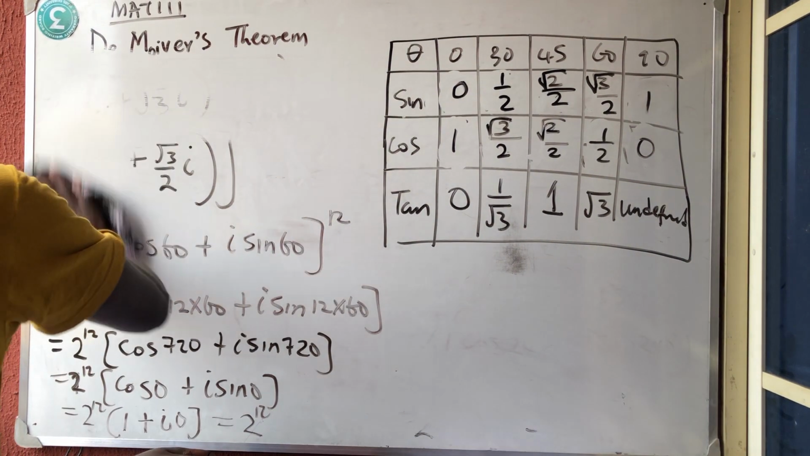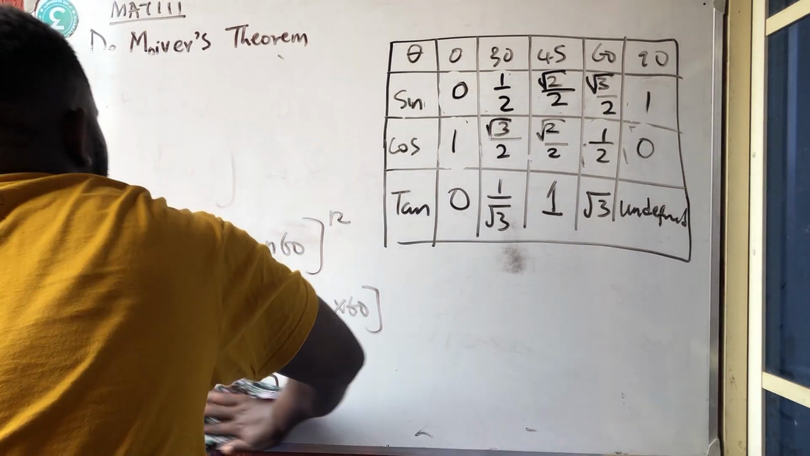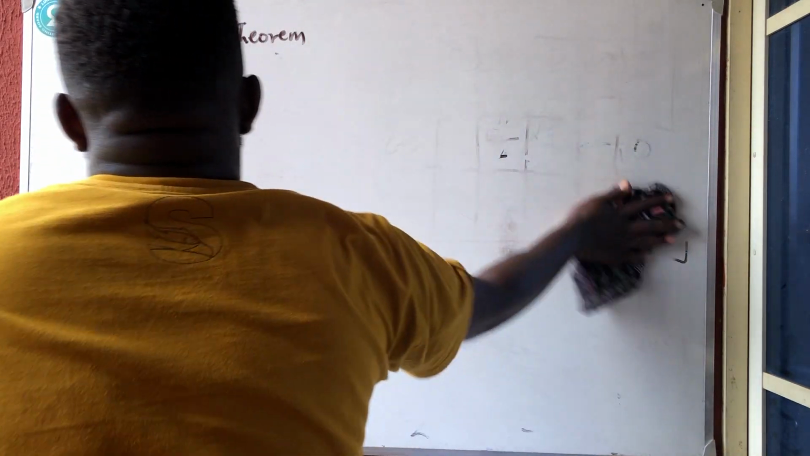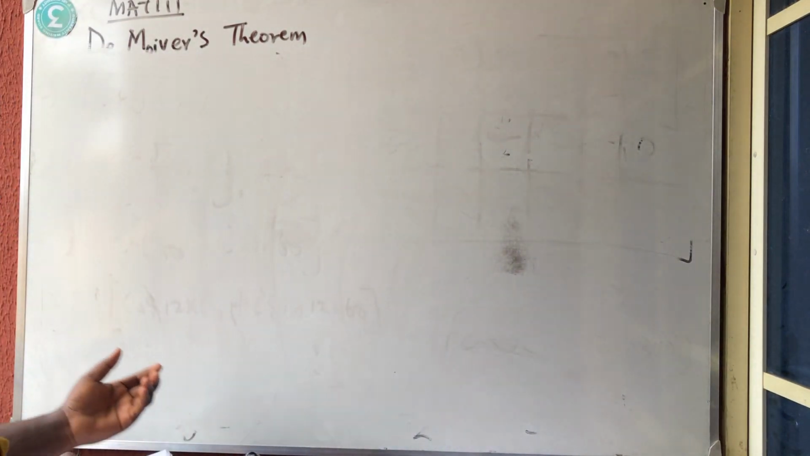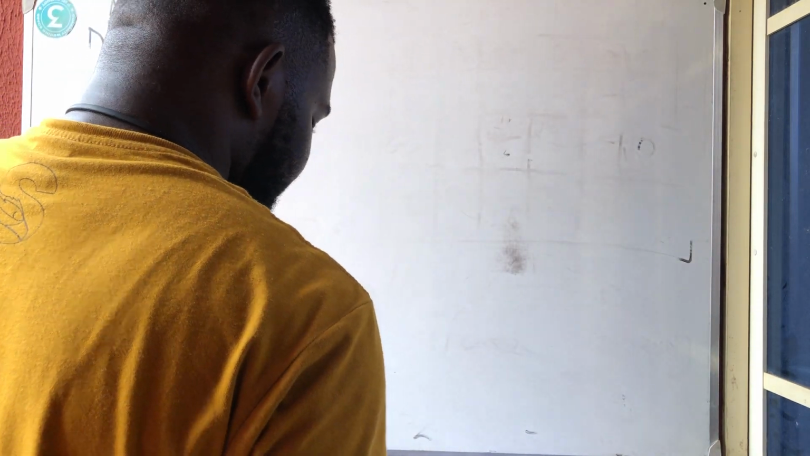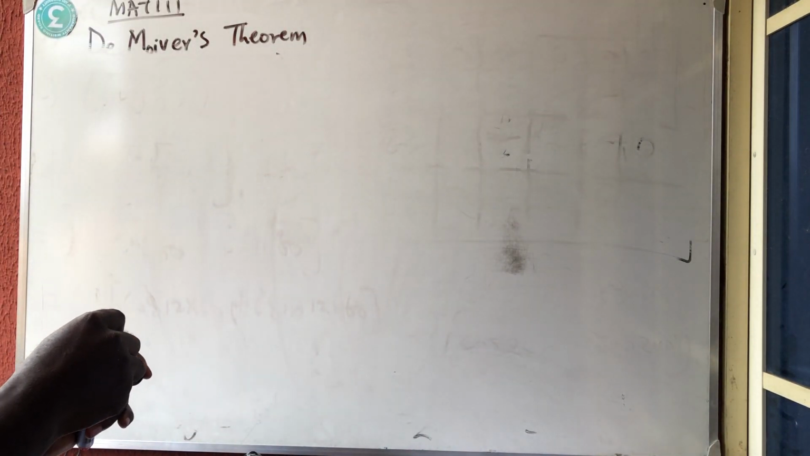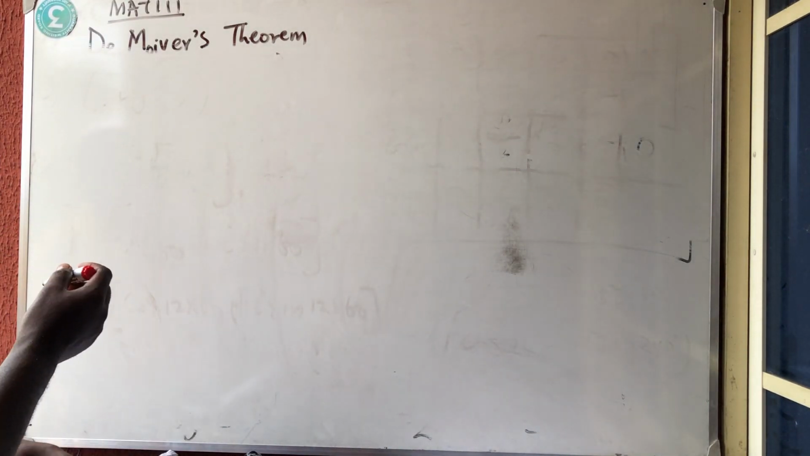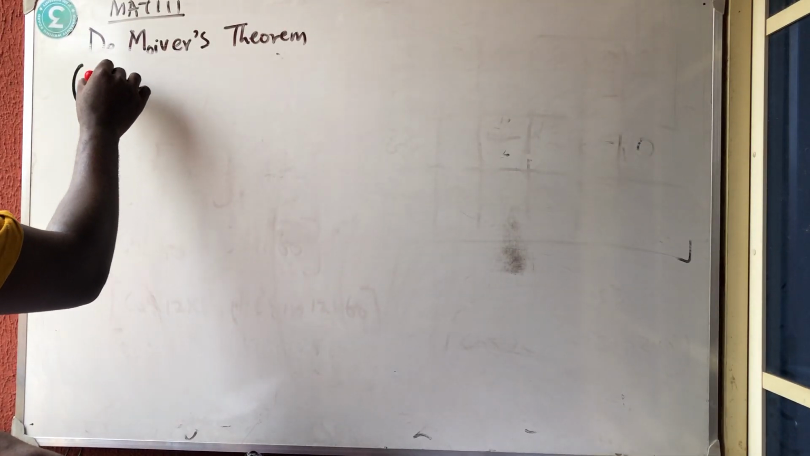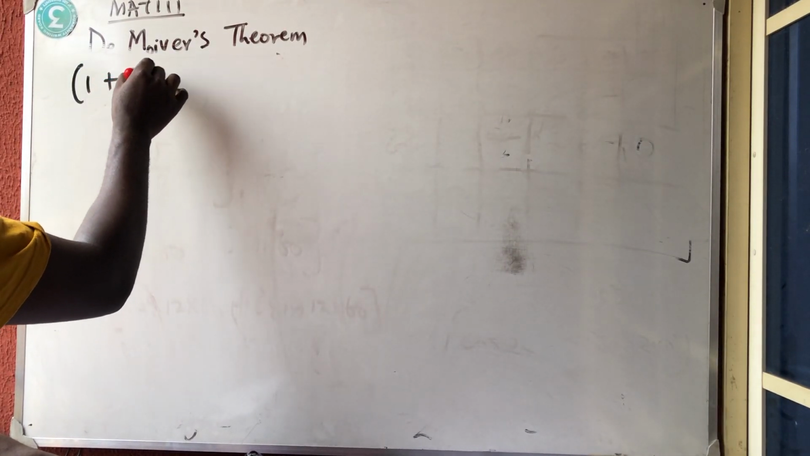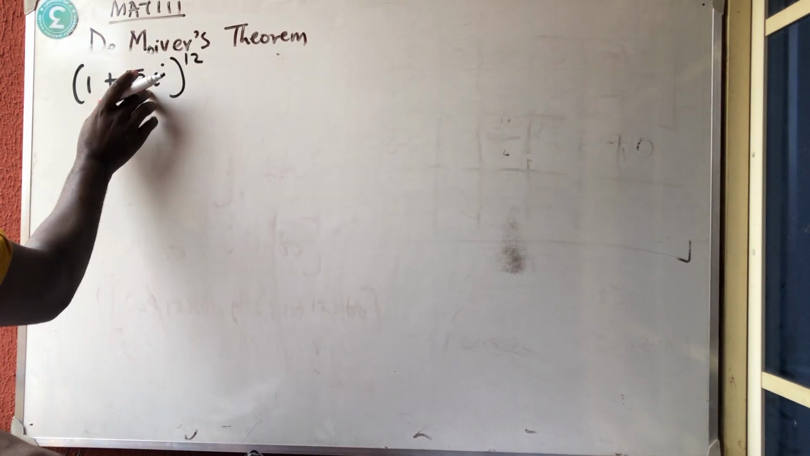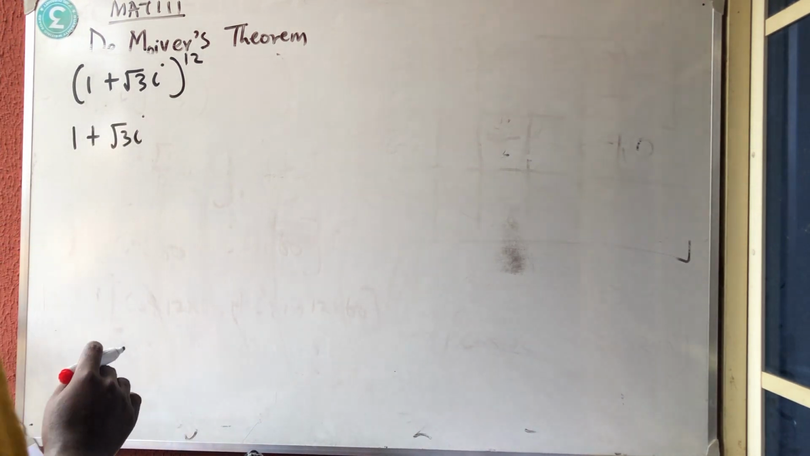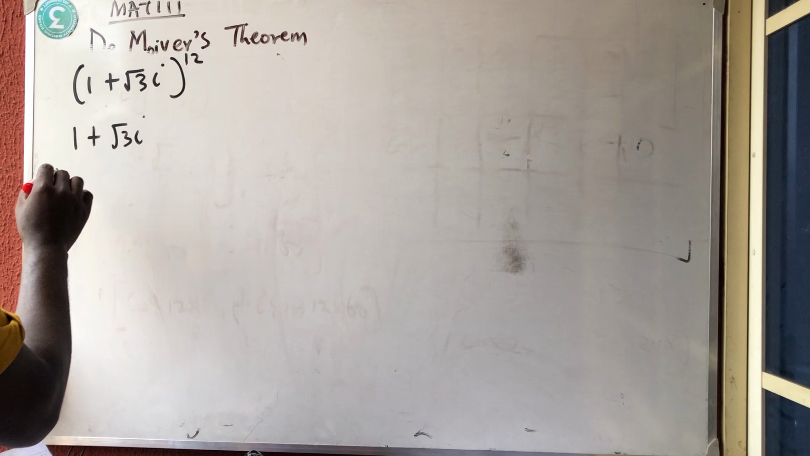So now let's go to the third one. Sorry, alternatively, another method you can use to solve that is by changing it from Cartesian to polar with the normal method we know. The question says 1 plus root 3i, all raised to power 12. Let's change 1 plus root 3i. How do you change it? The first thing you get is your polar form, sorry, your modulus.